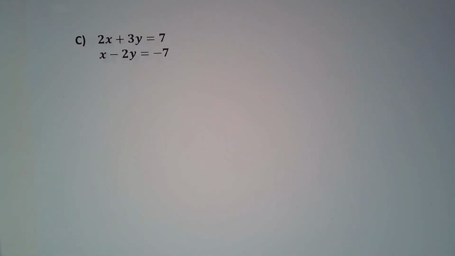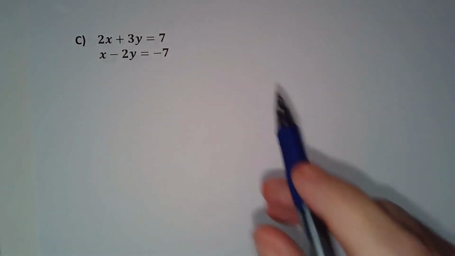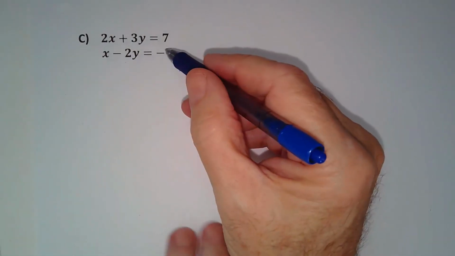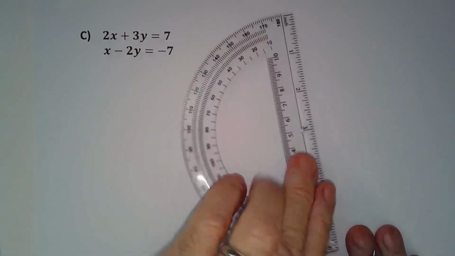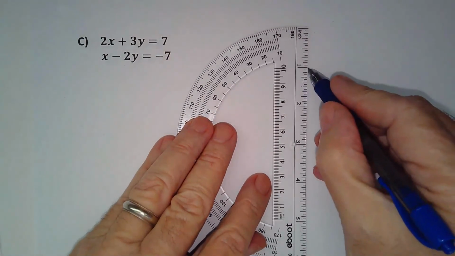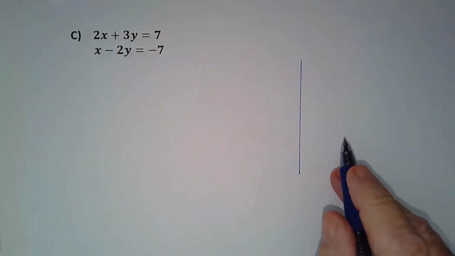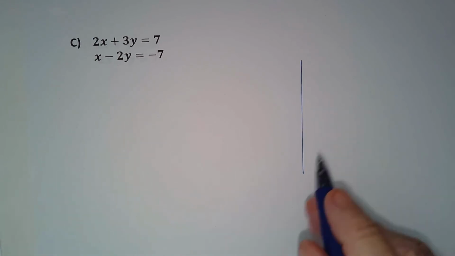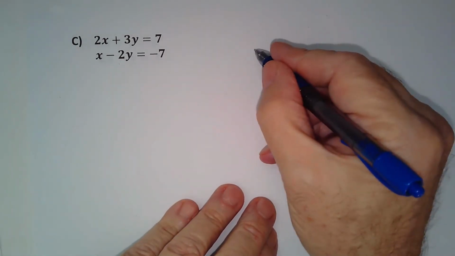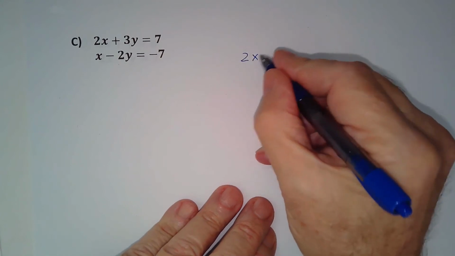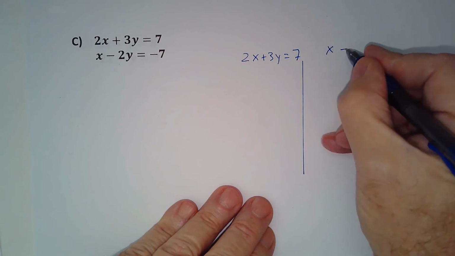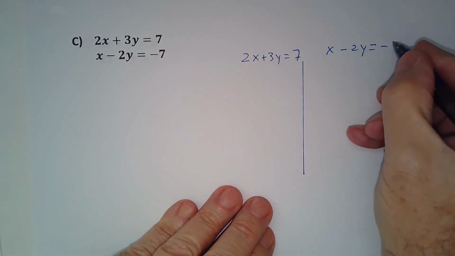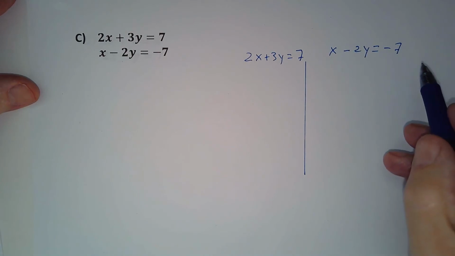All right, let's look at C here. Now it's getting a little more difficult. If you look at this, these two equations are in standard form. Let's go ahead and draw our line again. And first equation is 2x plus 3y equals 7. Second one is x minus 2y equals negative 7. So let's see if we can find the easiest variable.